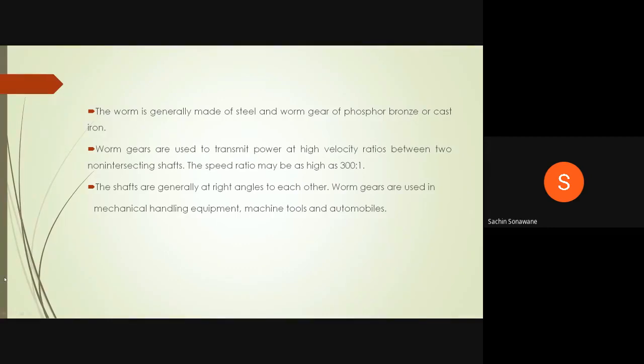Worm gears are used to transmit power at high velocity ratios between two non-intersecting shafts. The speed ratio may be as high as 300 to 1. That is, when the worm rotates by 300 revolutions, the worm wheel will rotate by 1 revolution. The shafts are generally at right angles to each other. Worm gears are used in mechanical handling equipment or material handling equipment, machine tools and automobiles.